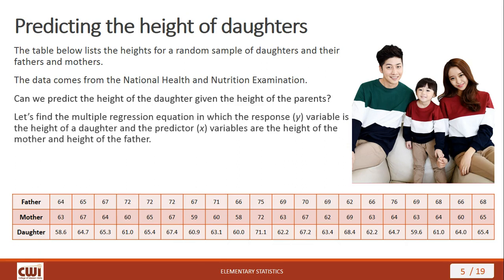Well, let's find out by making a multiple regression equation in which the response variable, which is the height of the daughter, and the predictor variables are the height of the mother and the height of the father. So we're going to take the height of the father and the mother, put them into our regression equation, which is our model, and then out comes the height of the daughter. Let's see if we can make one that reasonably predicts the height of the daughter given the height of the parents.